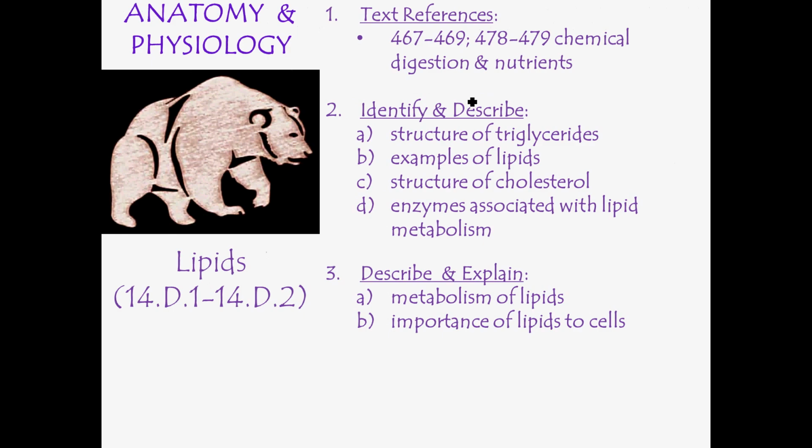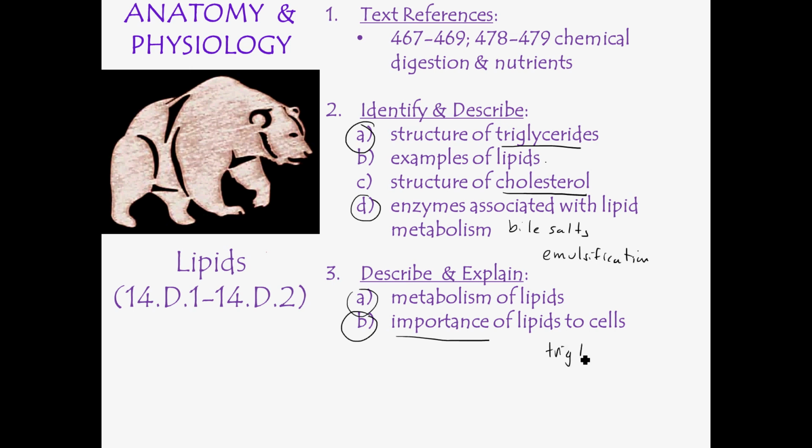Okay. So again, you should be able to identify and describe the structure of triglycerides as well as cholesterol, and compare those two. Some examples of lipids in terms of animal fats and oils, and then the enzymes, not only the lipase, but also the bile salt, which is not an enzyme, but helps with the emulsification of the fat. And why is that important in the small intestine? And then a little bit about the metabolism, the breakdown, and of course the importance of lipids to the cells, and that again is the triglycerides as well as the cholesterols.